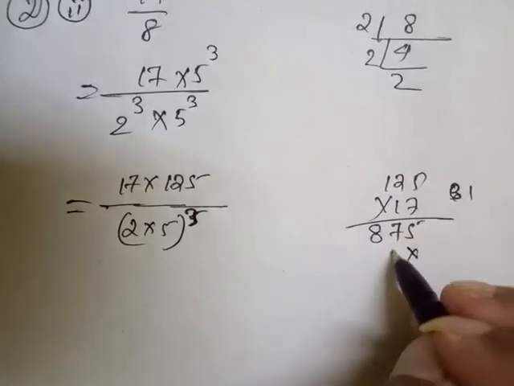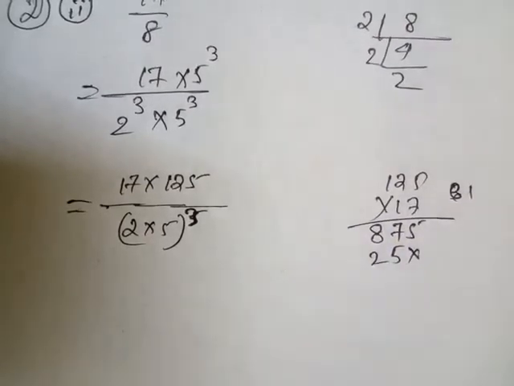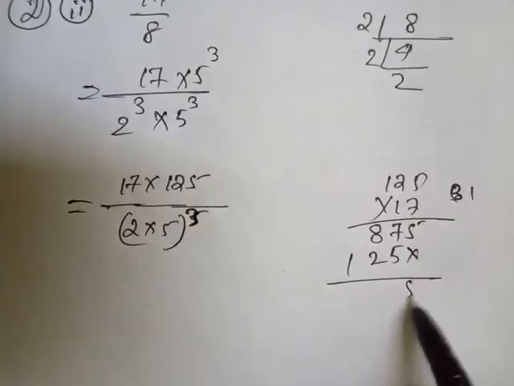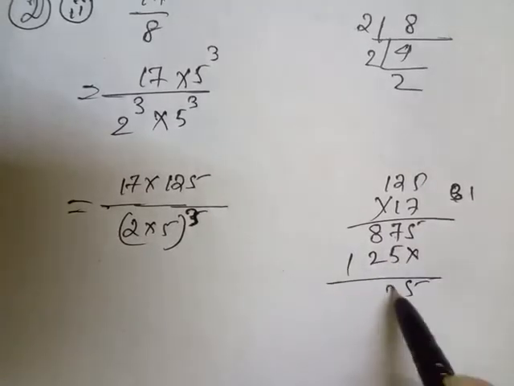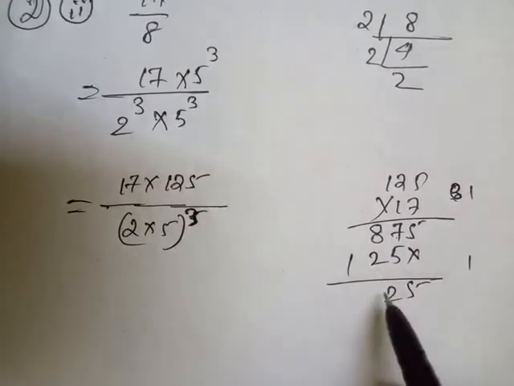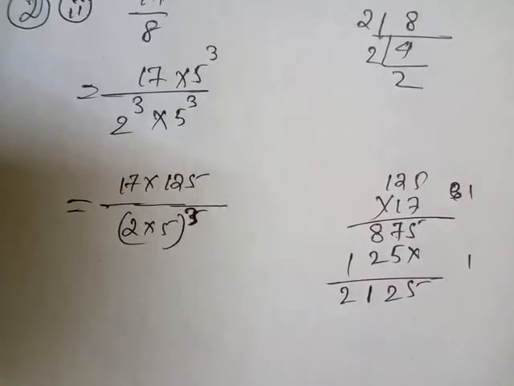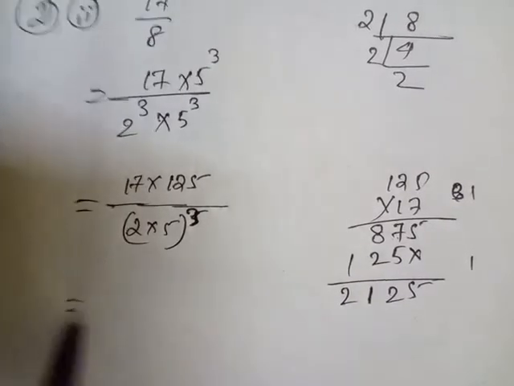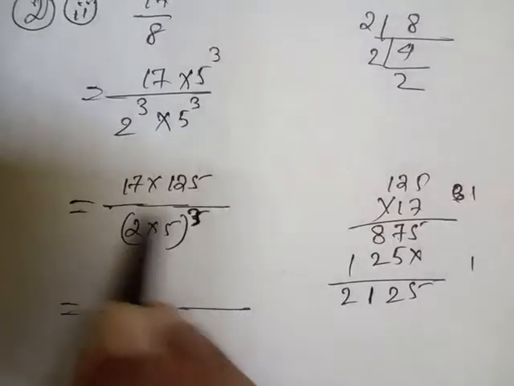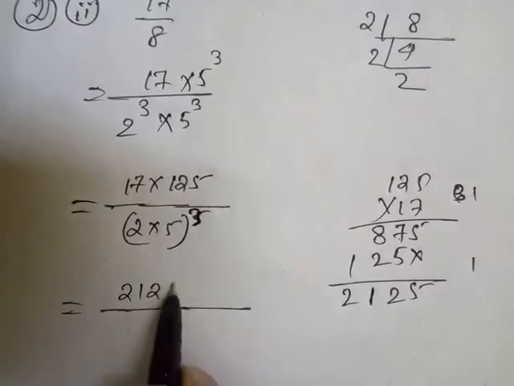Next one, 5 1 ja 5, 2 1 ja 2, and 1 1 ja 1. So 5, 7 plus 5, 12, carry 1. 8 plus 2, 10 plus 1, 11, 1, carry 1. 1 plus 1, 2, 2 1 2 5. So here I will write 7 into 25 is 2 1 2 5.